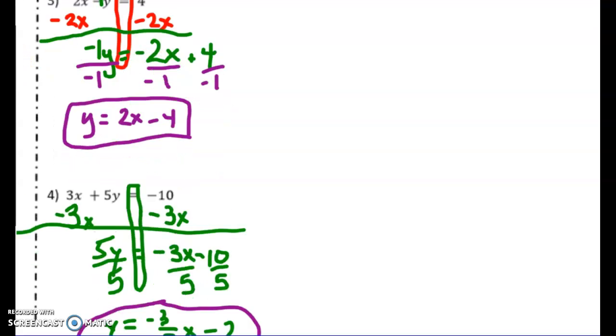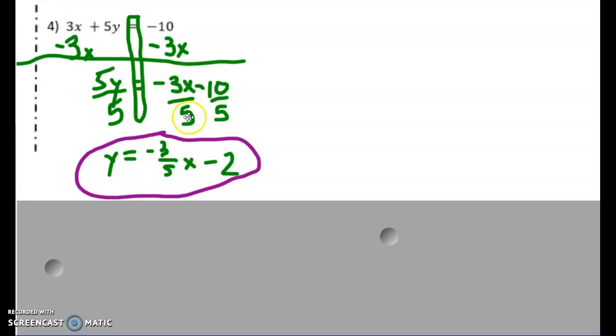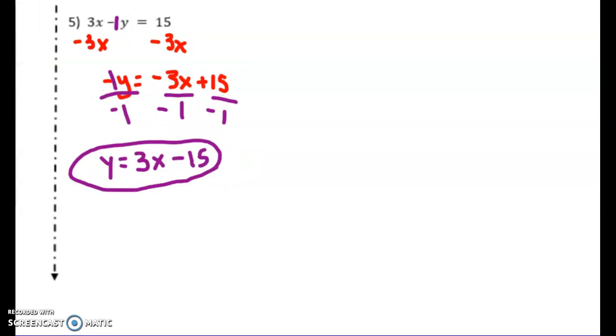Let's see, number 4. Oh, right here. I did want to point out to you that this negative 3/5, remember when you divide by 5 and it does not come out even, you're best leaving that as a fraction. We don't want any decimal values here. That's your slope. It's very hard to rise and run with a decimal slope, so that's why we like fractions. All right, so moving on.